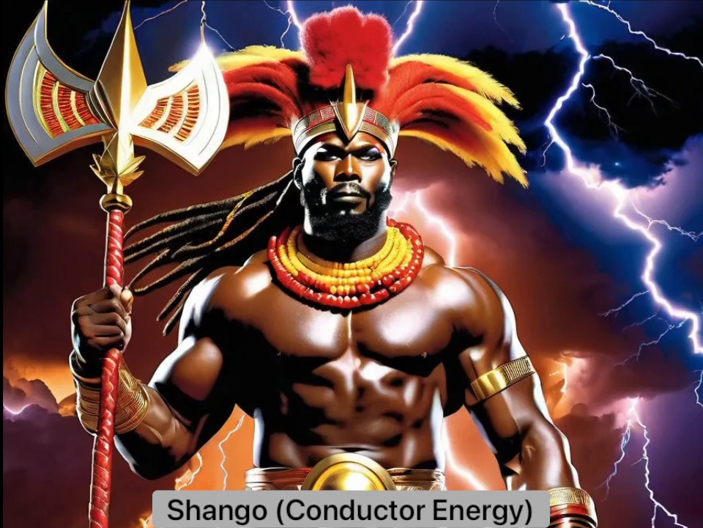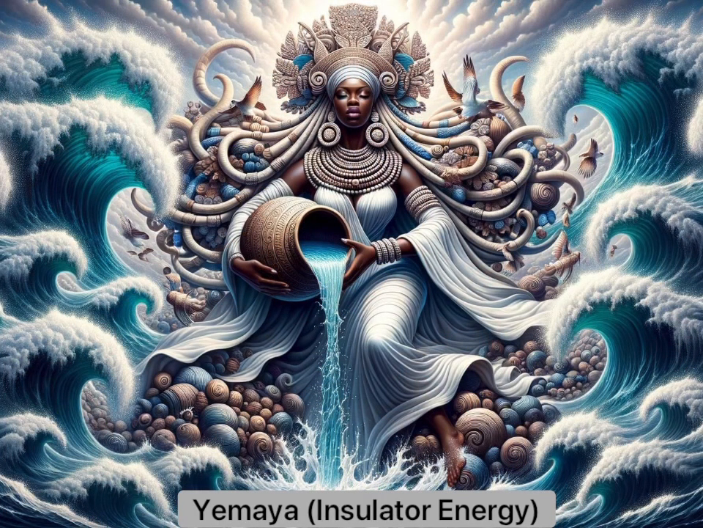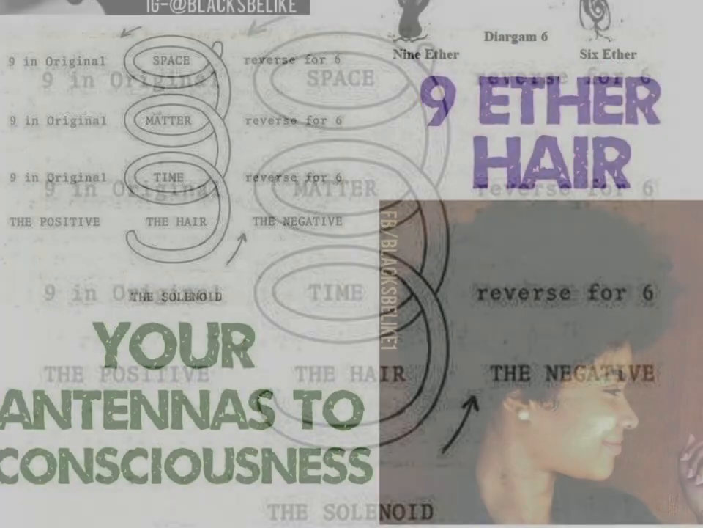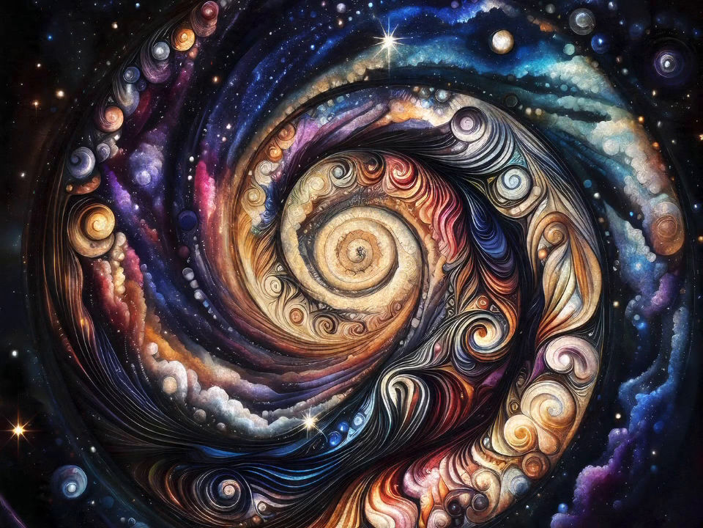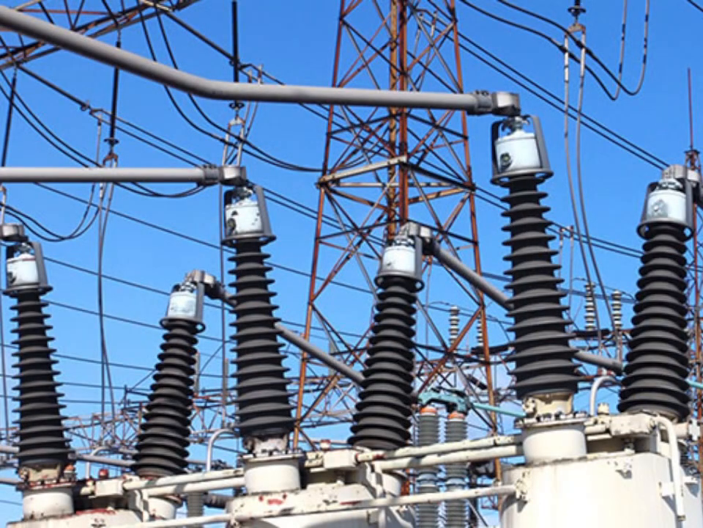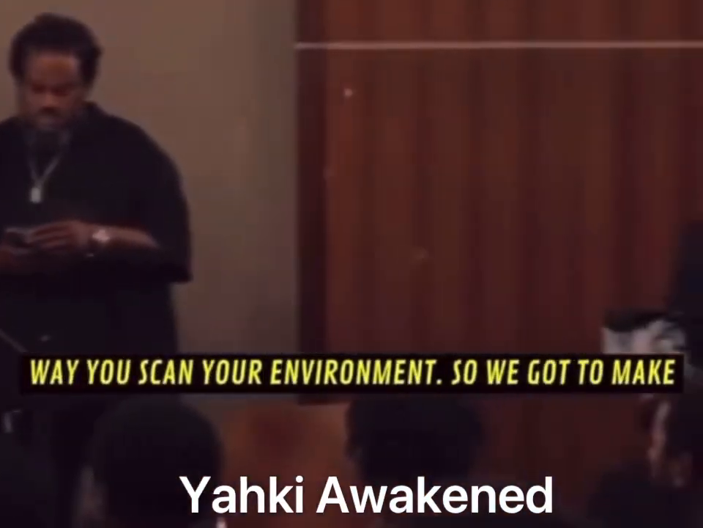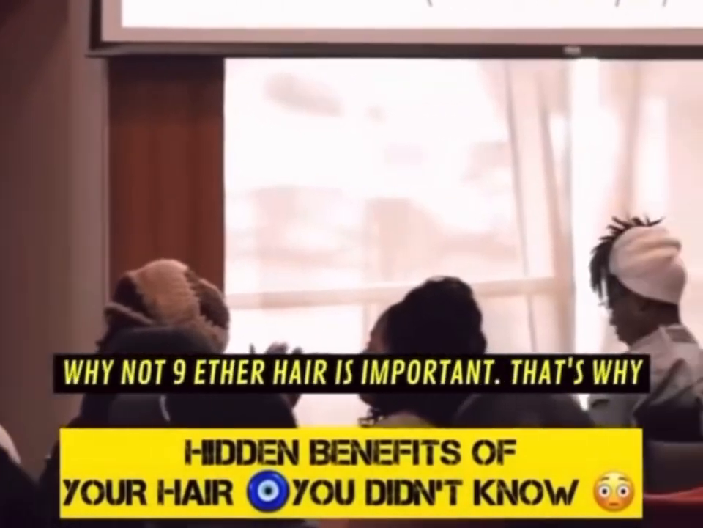And interestingly enough, the same way I was able to break down conductors and insulators is the same way the hair of African-descended people actually functions, which is why we are called the nine ether beings. Because that curl pattern in your hair, that swirl that reflects the heavens and the cosmos, is the same spiral that can be seen on the dielectric insulators as well, and on the Djed pillar. And we're going to prove that the hair is the way you scan your environment. So we got to make sure that we pay attention to our hair. And that's why non-ether hair is important.